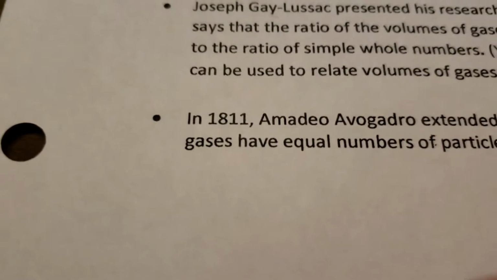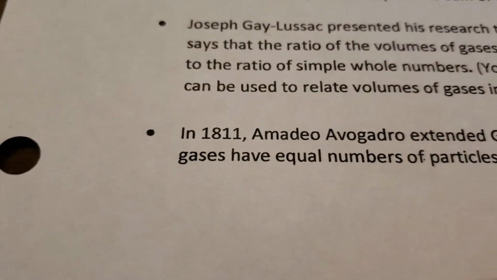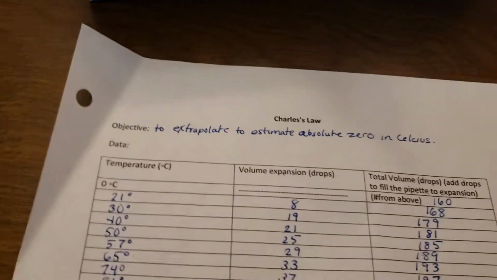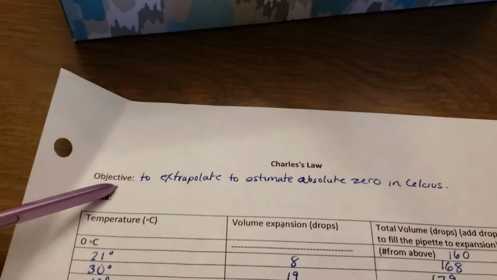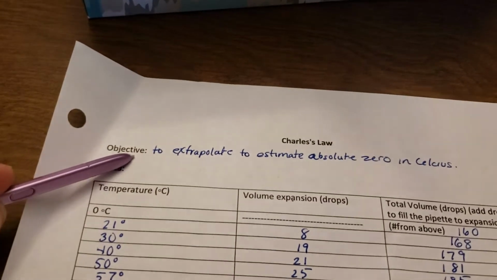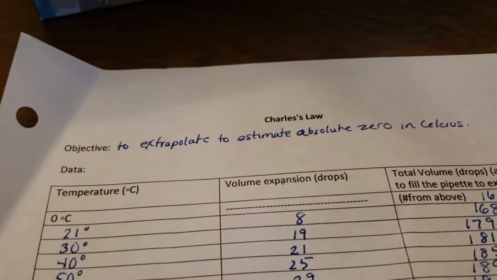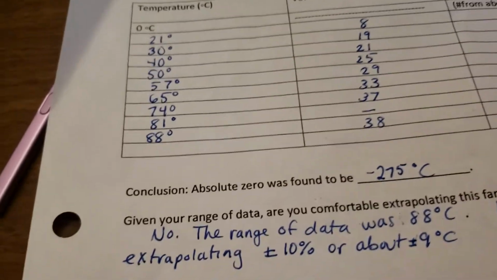Okay, hi folks. We didn't have time for our Charles Law Lab, so we will just go over that today a little bit. For the Charles Law Lab, your objective will be to extrapolate some data to estimate absolute zero in Celsius. Okay, so here's basically how the Charles Law video works.